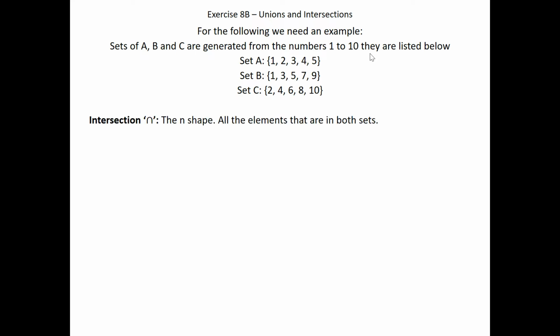So let's have a look at some of these words. The first one I want to talk about is the intersection. Intersection is like an upside down U, kind of like a little n. These are all the elements that are in both sets. So it's got to be in both. For example, in the above sets A and B, A intersect B is the numbers that are in both A and B.